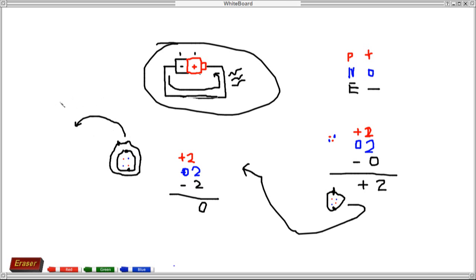So basically, you have two protons, two neutrons. Okay, this time you have three electrons. Okay, so 2 plus negative 3, your total is negative 1. So you have a net charge of negative 1.